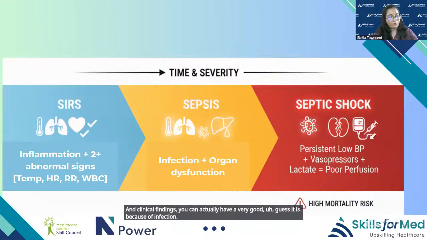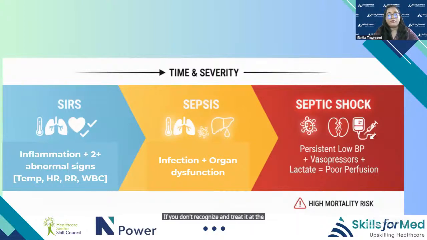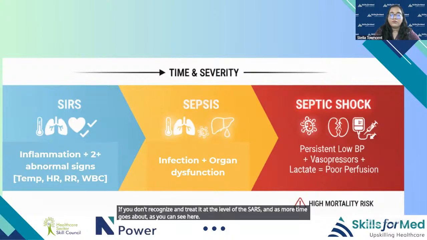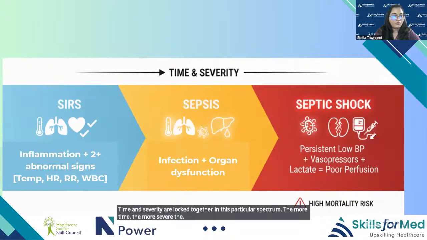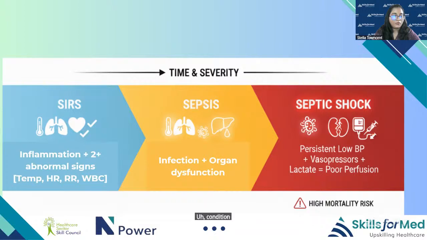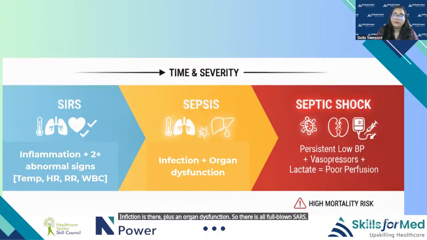If you don't recognize and treat it at the level of SIRS, as more time goes by, as you can see here, time and severity are locked together in this particular spectrum. The more time, the more severe the condition and the more mortality. When it comes to sepsis, infection is there plus an organ dysfunction. So there is full-blown SIRS, and there is proof of infection. That is your white cell count, which goes up.